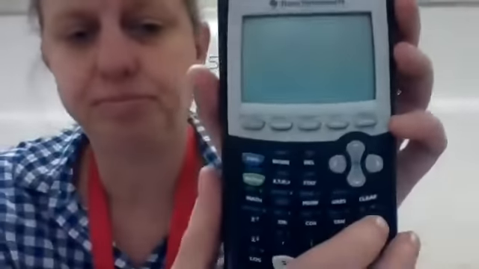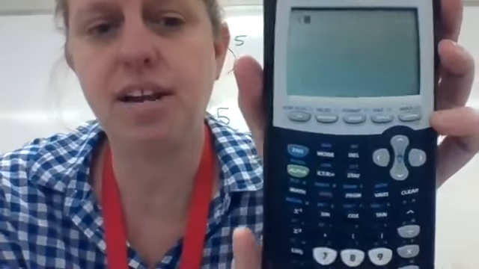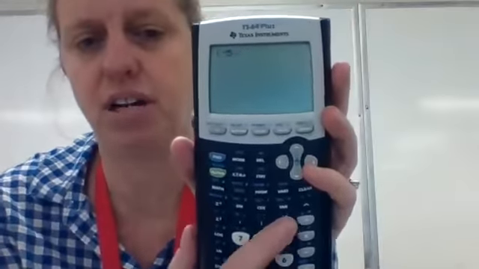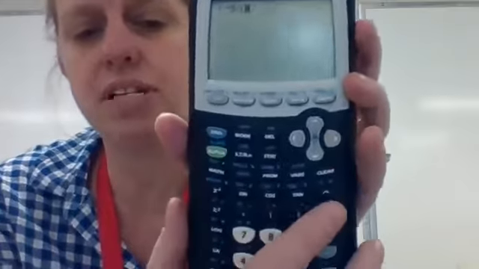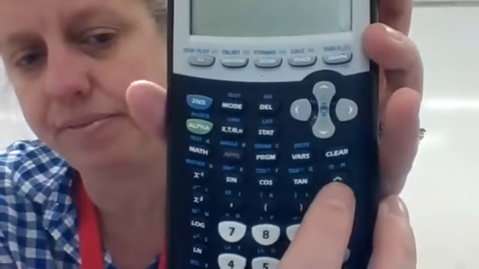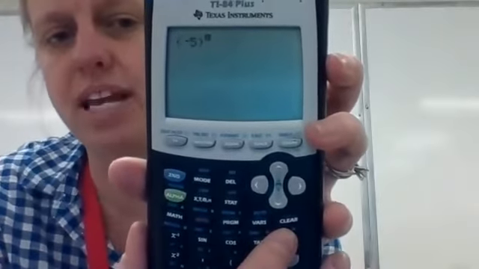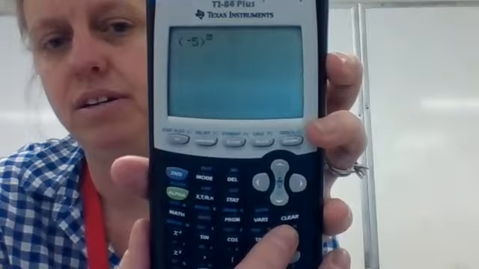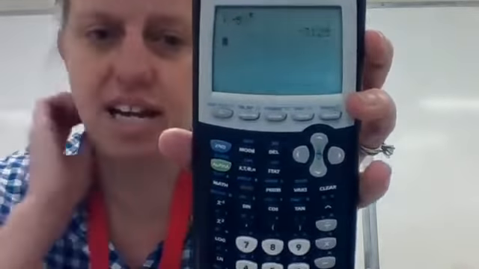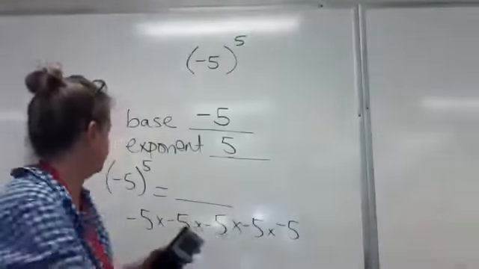So here I would do open parentheses, the -5. Remember, the negative is below the 3, so -5, close. Now, to get up into your exponent, see this little up arrow looking thing? Watch when I hit it, it puts my cursor up in the exponent. Then you put in whatever the exponent is, which is 5, and then hit enter, which gives you -3125.